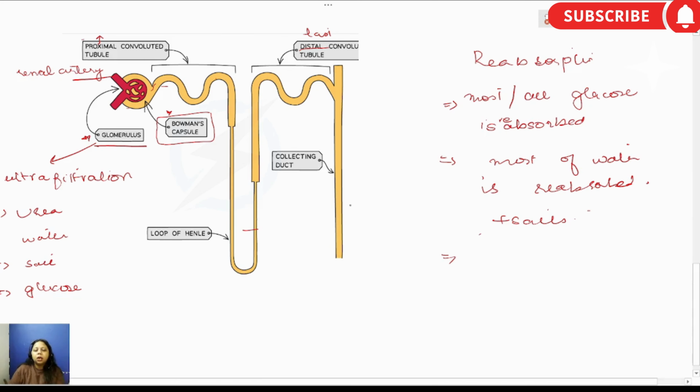Now the urine, the final product, is collected in this collecting duct. From here, it passes into the pelvis, and then from the pelvis to the ureter, and further on.